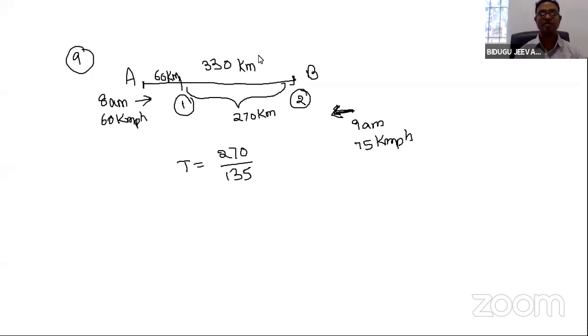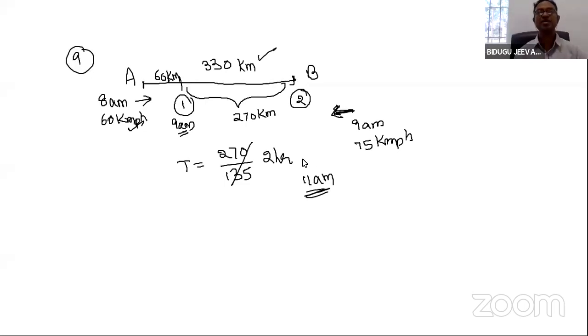Why? Because kilometers and kilometers per hour are given, you can directly get the answer, 2 hours. What is the meaning of 2 hours? From 8 to 9, at this juncture the time is 9 a.m. 9 a.m. plus 2 hours means 11 a.m. So the answer is very beautiful, 11 a.m., third choice C.